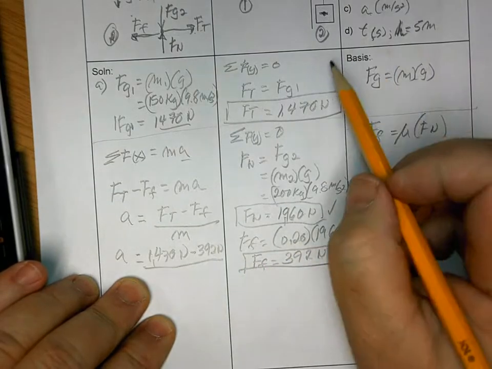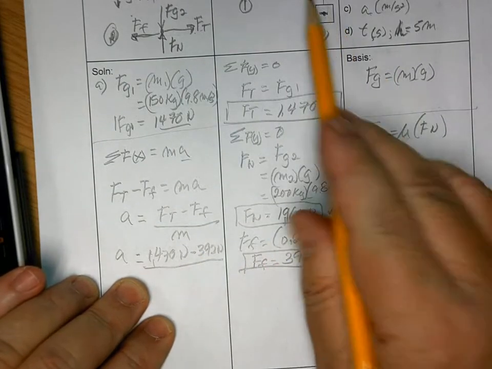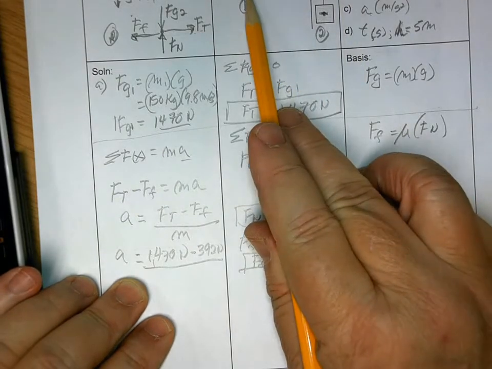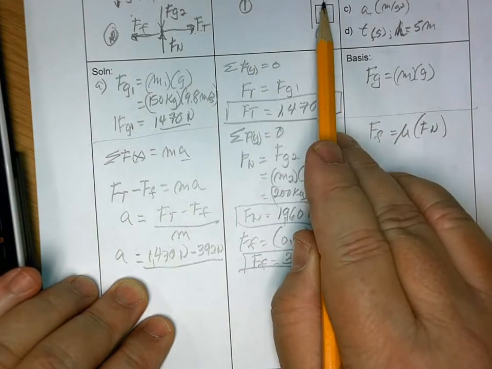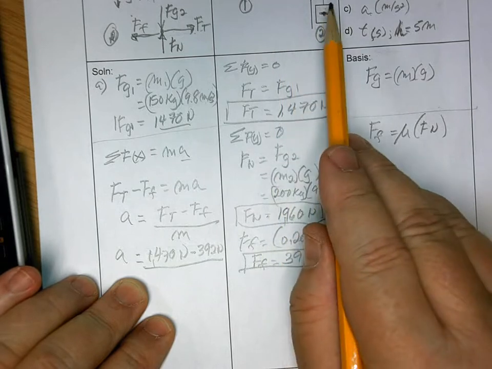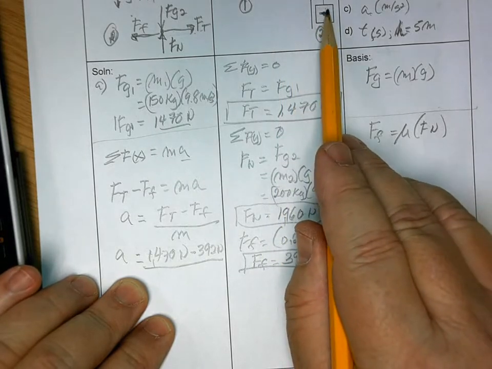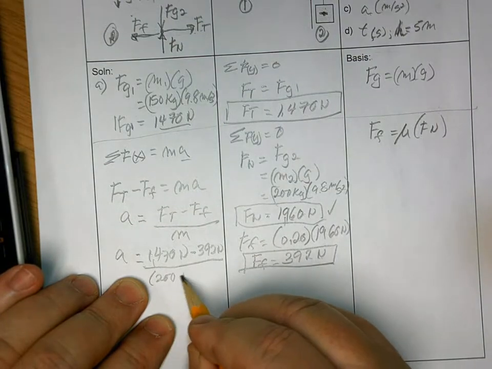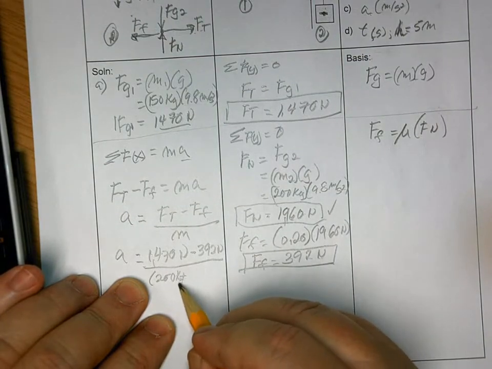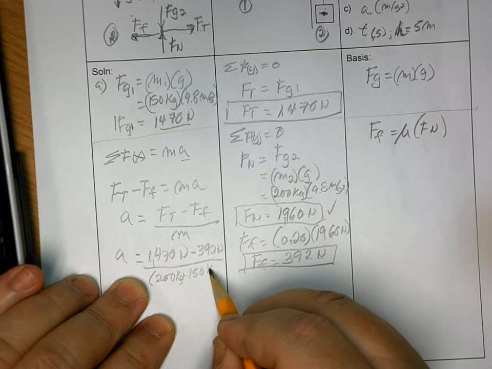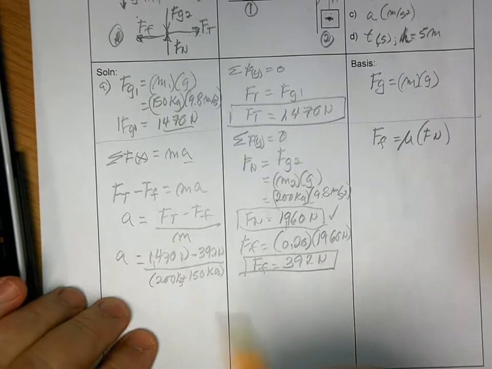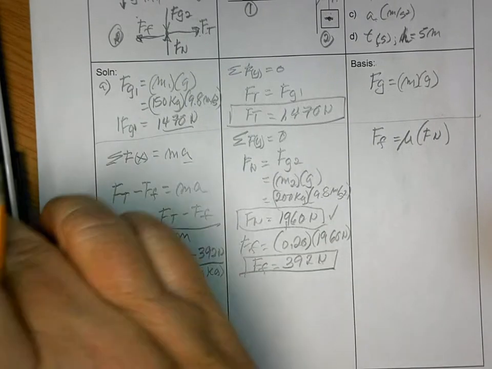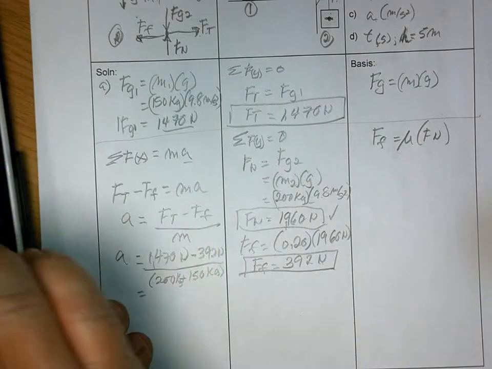Divided by, here's the tricky part. What is the mass? Look at this. What is moving? They're both moving. So they will both affect the acceleration, right? They will move as one body. And so what is it? 200 plus 200 kilograms plus 150 kilograms. Okay? And what is that? Now you can just compute.